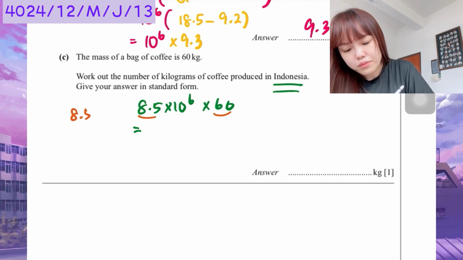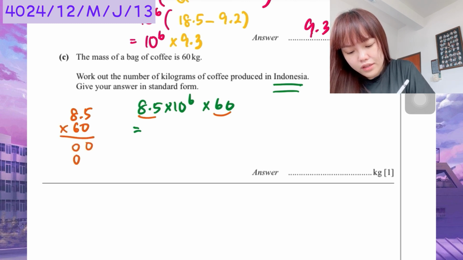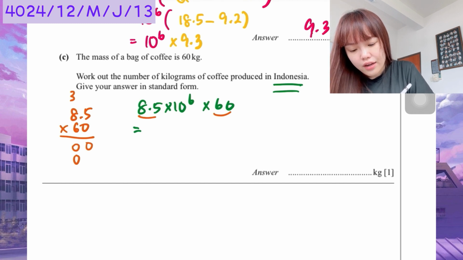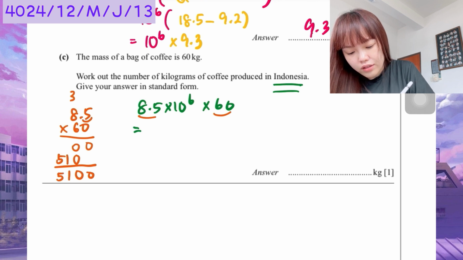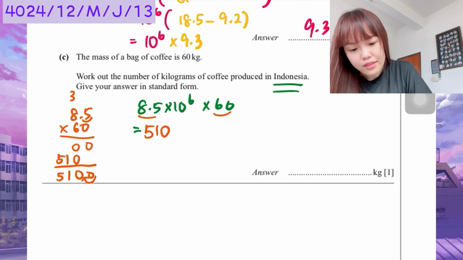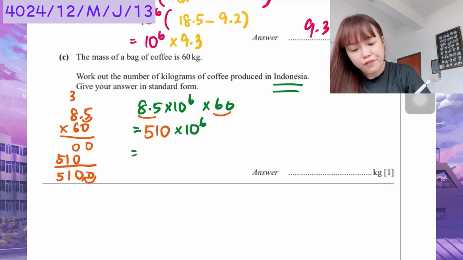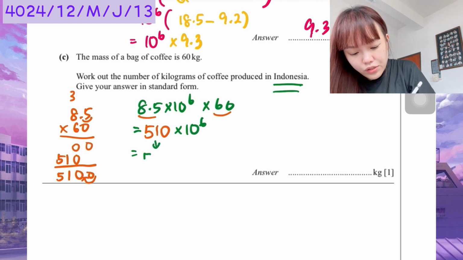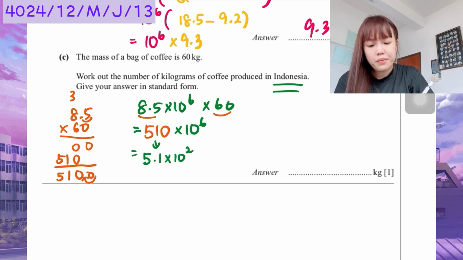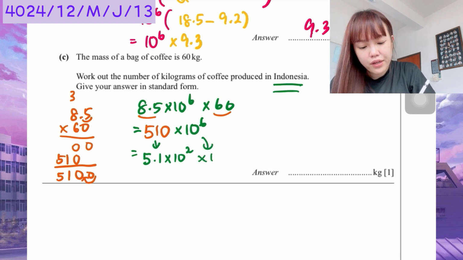I show you. 6 times 5 is 30. 8 times 6, 48, 49, 50, 51 like that. And then one decimal place like that. So it's 510 times 10 to the power of 6. Then 510 is also equal to 5.1 times 10 to the power of 2. And then 10 power 6, bring it down.